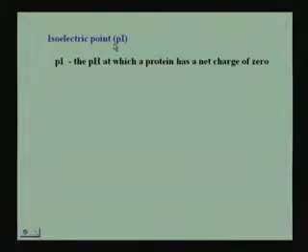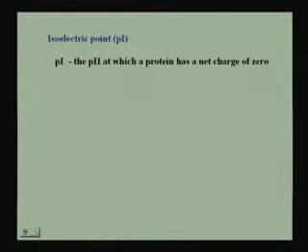Now, if we want to understand the amino acid sequence of the protein, you now know that each amino acid is going to have its own isoelectric point. Each amino acid is going to have its own definite point where it is going to lose its protons or be 0 in net charge, right? Now, the isoelectric point also exists for the protein. Now, what is this? This is the pH at which the net charge on the protein is 0.